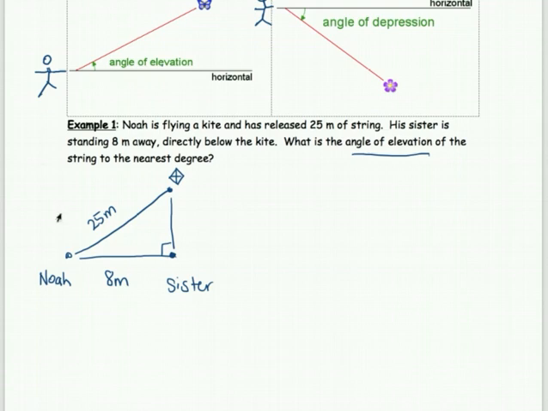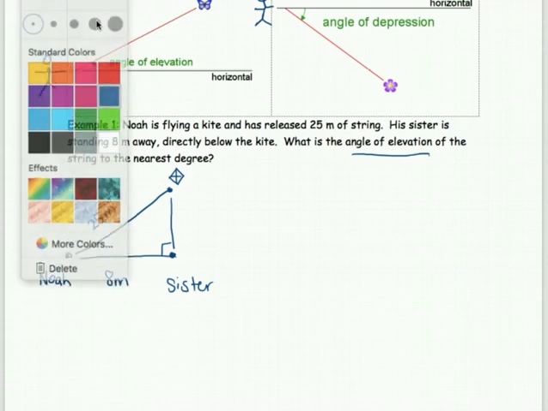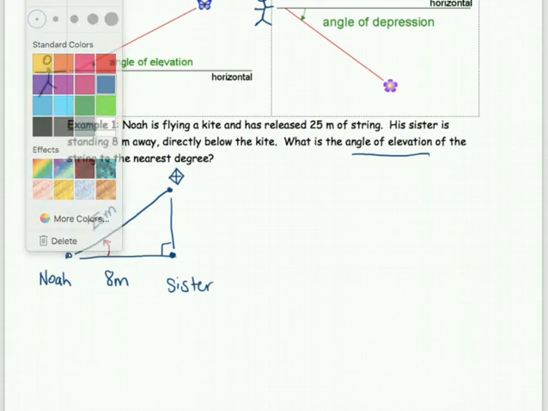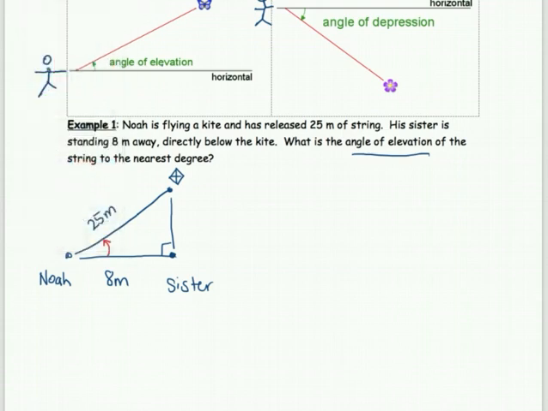Sorry, I don't have my cursor on. Here's Noah. Here's his horizontal here. So from the horizontal, you're going up to the string. Let's try a different color here. So going up to the string, okay? When you make that angle there, that's the angle of elevation. So I'm just going to label here. This is the string. Okay, this is the horizontal here, right?